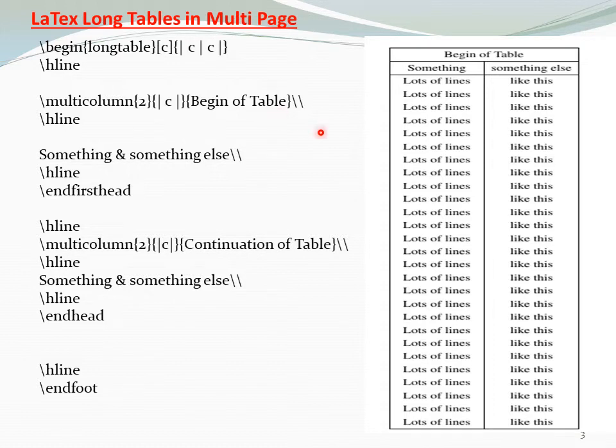The beginning of the table title is written here. Then the contents are given here, something and something else. The top title. Now this is the title for the first page, so this is for the first head. Then for the second page's first head, we have to write it starting with a continuation of table statement.